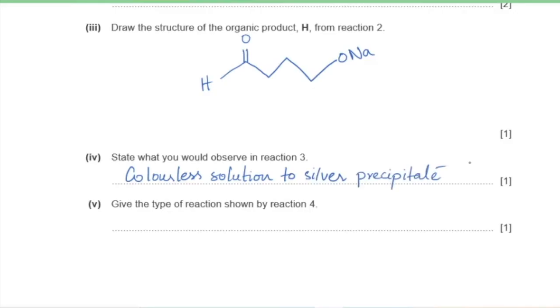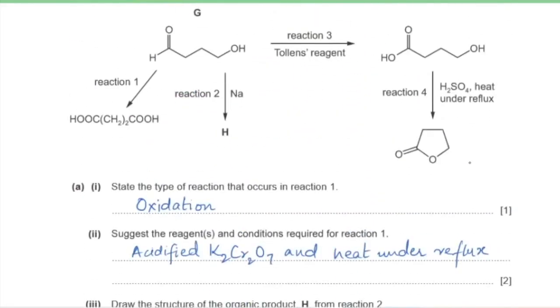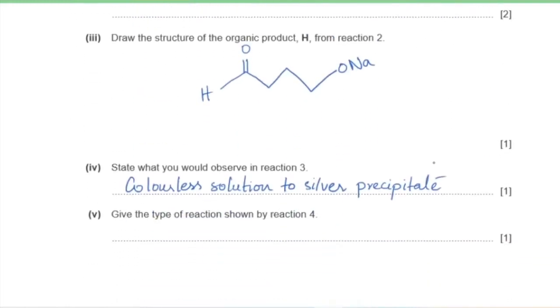Part 5 gives the type of reaction shown by reaction 4. So this structure has got a carboxylic acid group and a primary alcohol, while this one has got an ester linkage, which means this has undergone esterification.